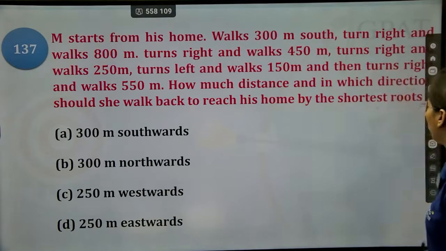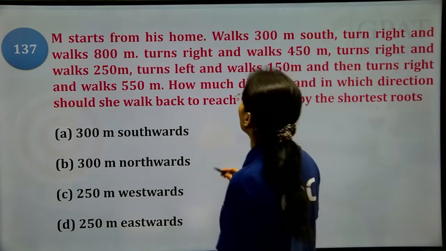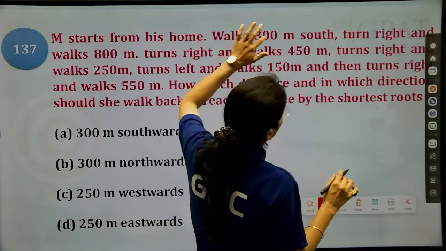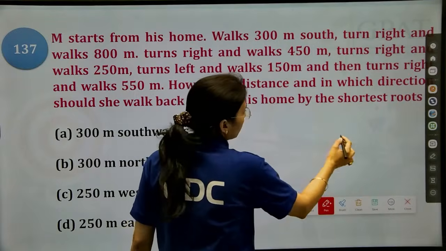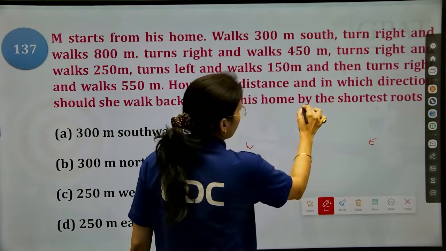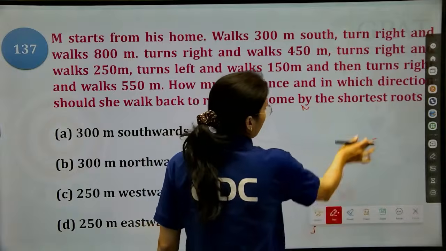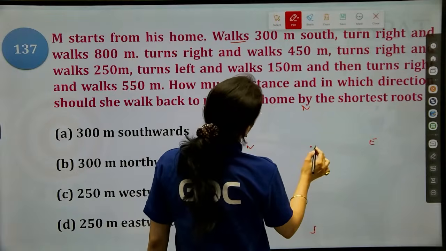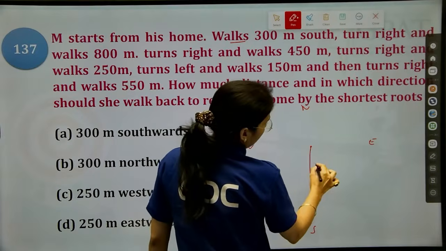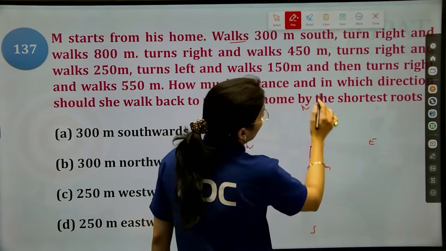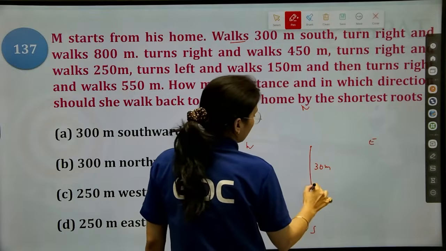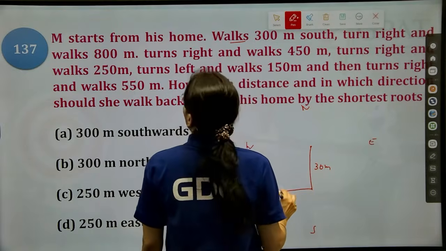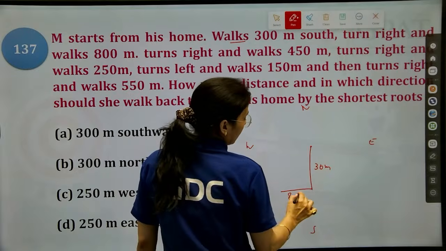Now M starts from his home. So M starts from his home and walks 300 meters south. So south is where? That is east, west, north, south. Okay, so M starts walking 300 meters. Here is 300 meters. Turn right. Now he takes a right turn, like this direction, and walks 800 meters.